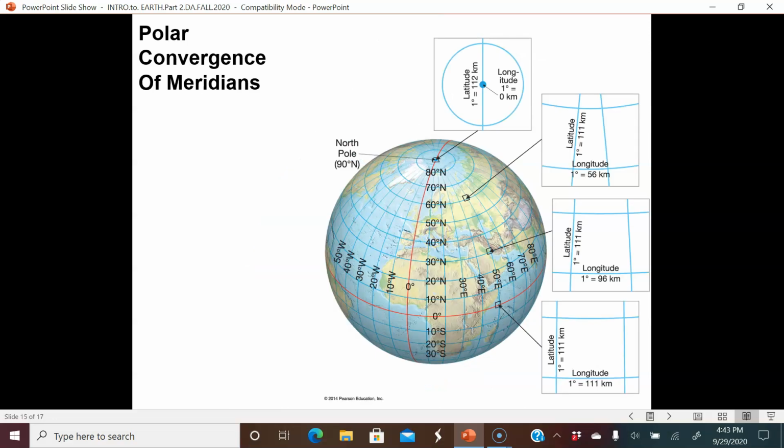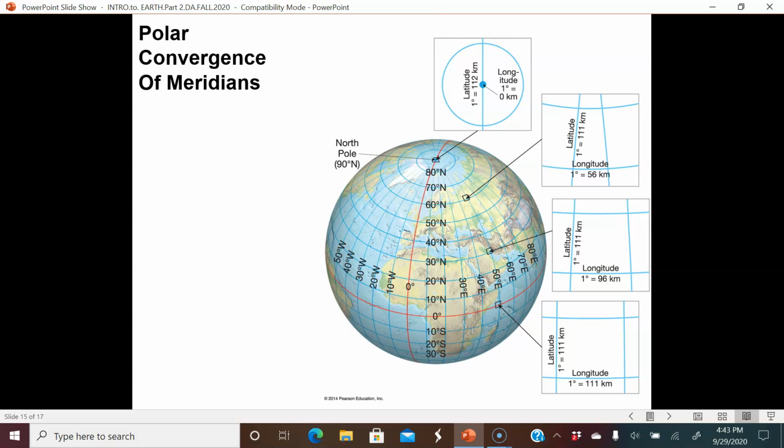All right, now, meridians do something that parallels of latitude do not. They converge. Parallels of latitude are just that. They're parallel, so they never touch. They never get nearer to one another. They're always the same distance apart. Meridians, on the other hand, converge toward the pole.